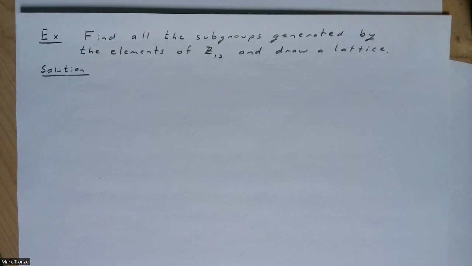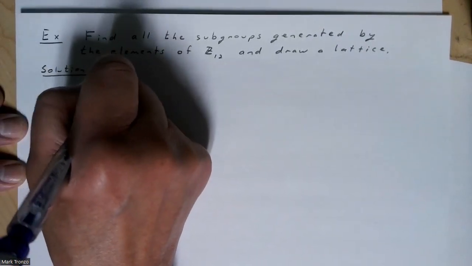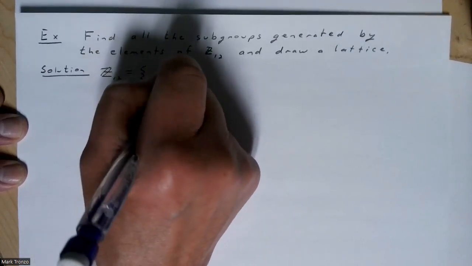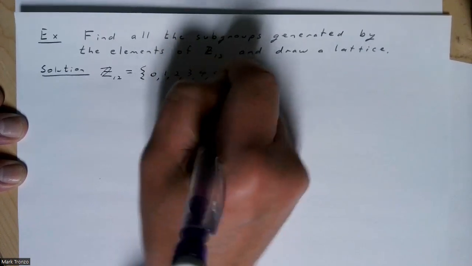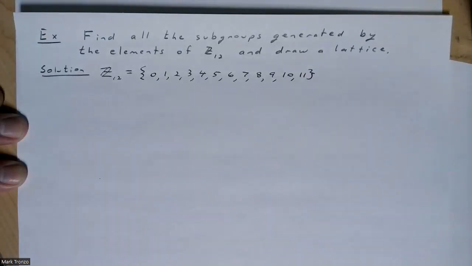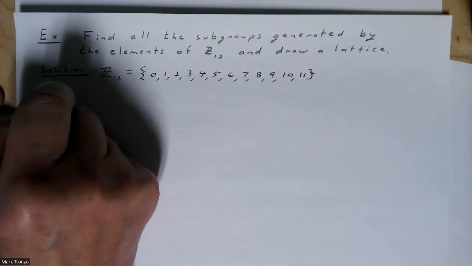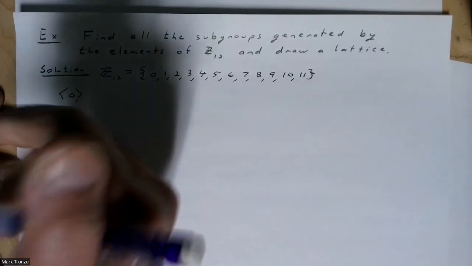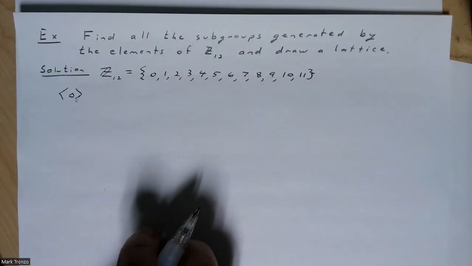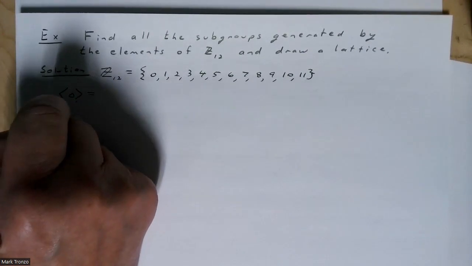So let's take a look at this problem. Find all the subgroups generated by the elements of Z12 and draw a lattice. See if you can do this. Let me get you started a little bit here. Z12 is going to be 0, 1, 2, 3, 4, 5, 6, 7, 8, 9, 10, 11. That's Z12. And let's see if you can generate all the subgroups, all the cyclic subgroups. When I say generated by the element, that implies cyclic subgroups. So let me write these down.